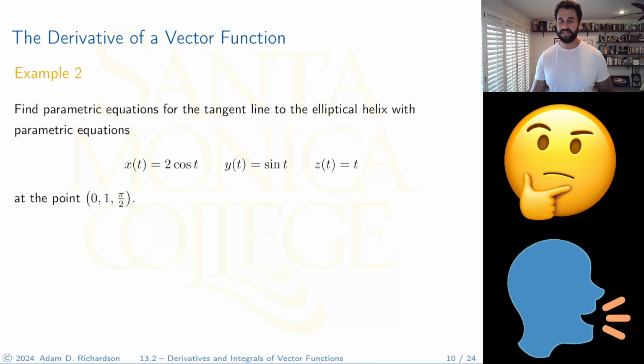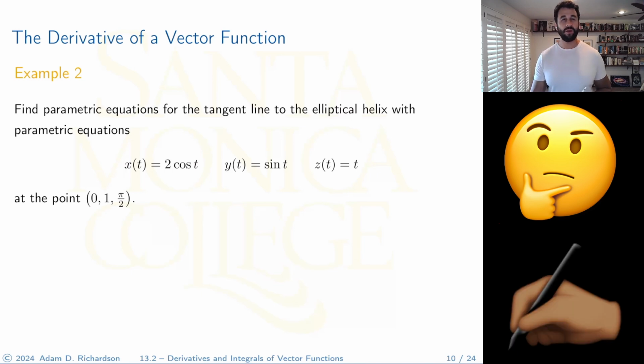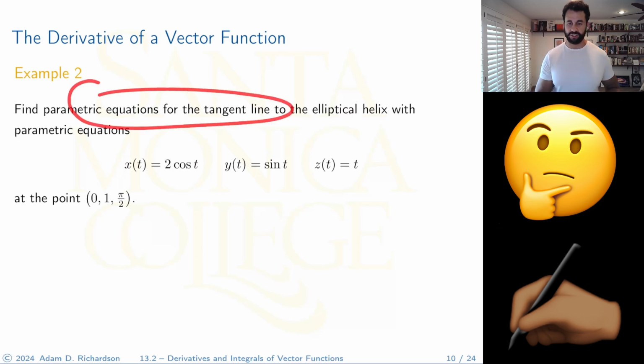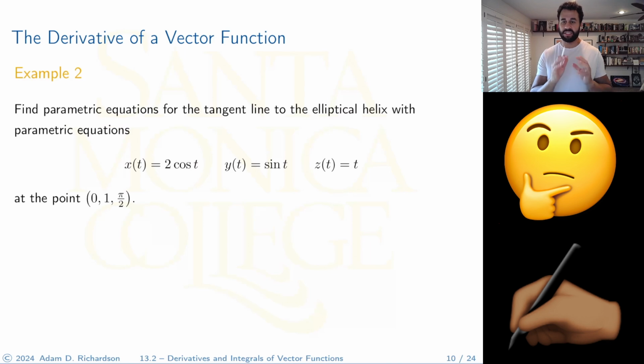Now say anything out loud to yourself about how you might find the tangent line. Okay, and now try to work it out on your own. You're finding the equation of the tangent line. So remember, you're not just finding the tangent vector. You're not finding just the slope. You're trying to find the equation of the line itself.